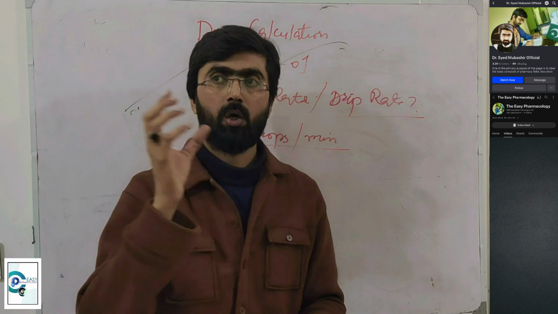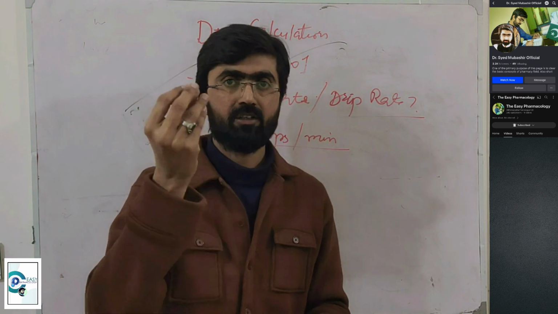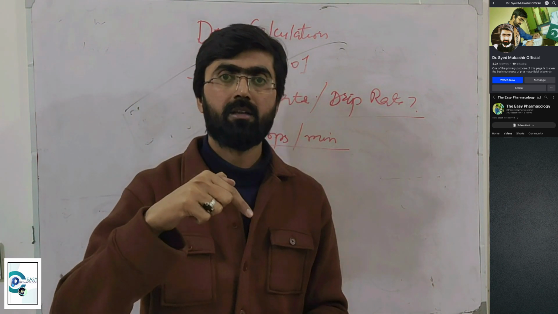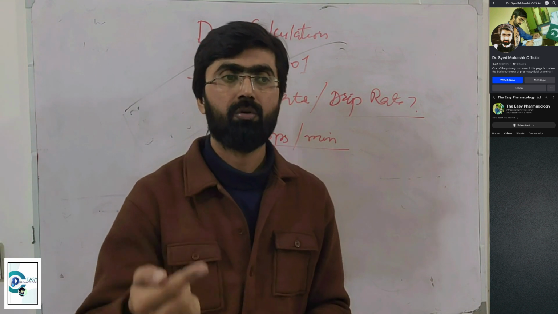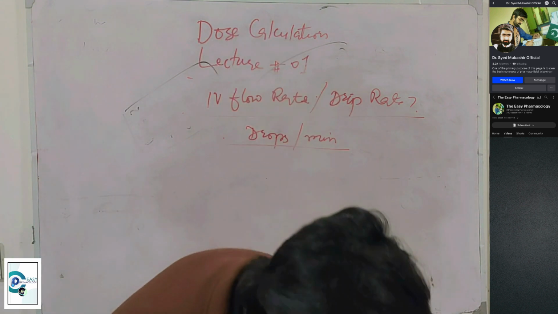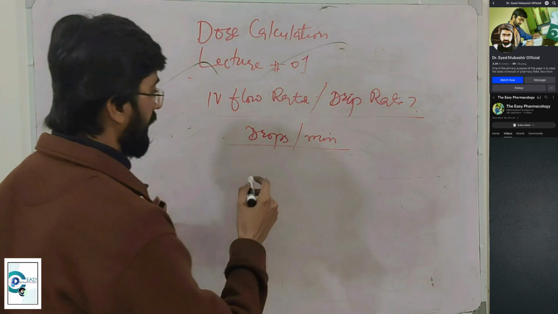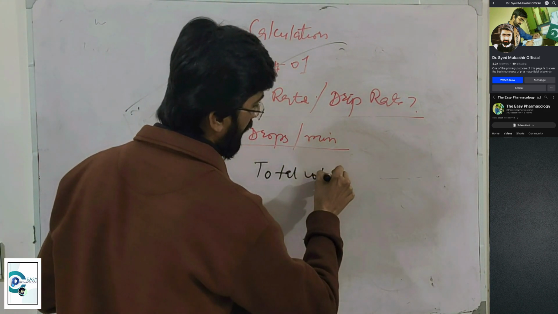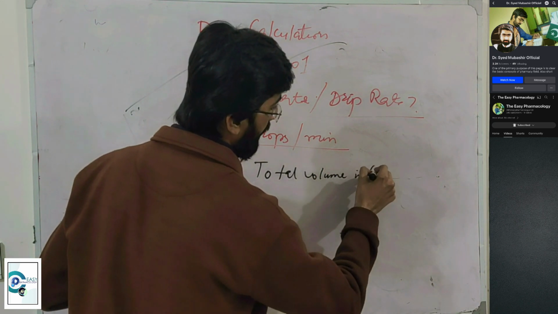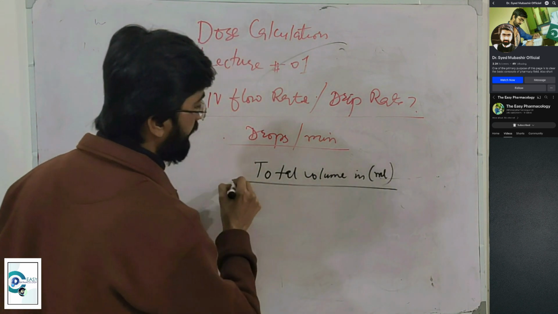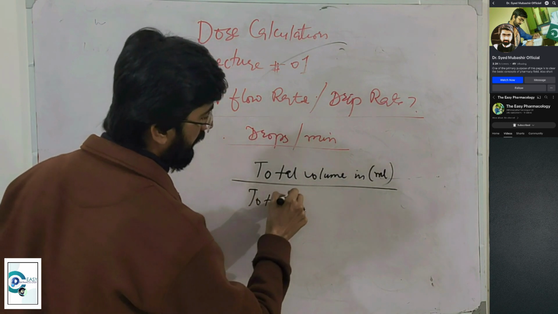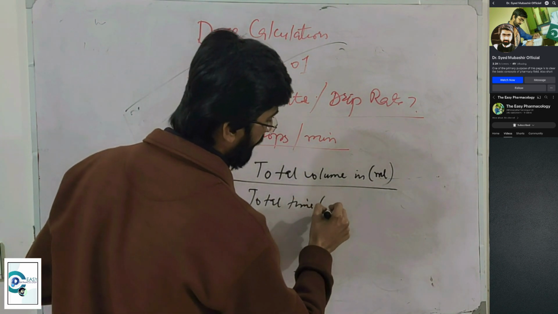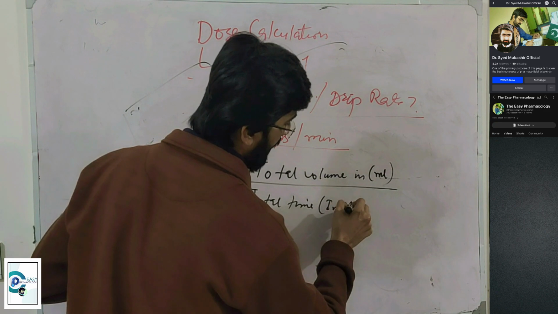In 1 minute, how many drops are falling through the gravitational force? This is known as the flow rate, or IV flow rate, or drip rate. And how to calculate this one? There is a formula: total volume in ml divided by total time in minutes.